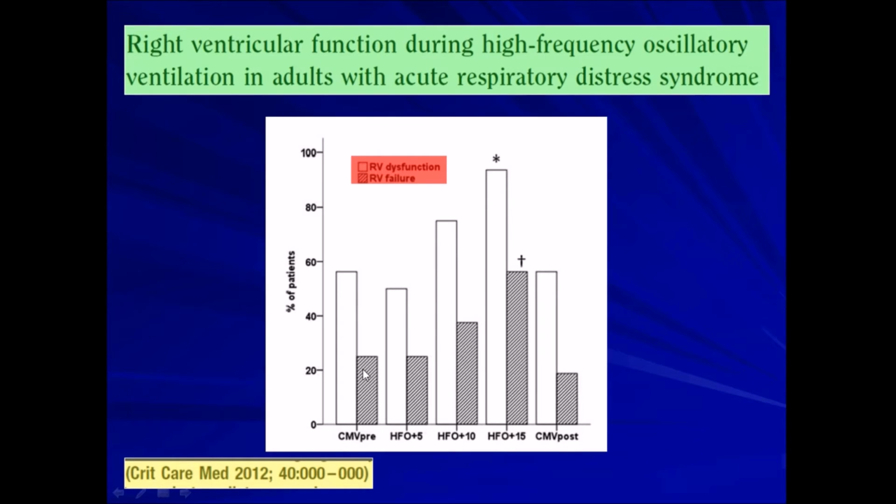is common in ARDS patients, and it increases when we apply higher mean airway pressure. So this is conventional, this is plus 5, this is plus 10. You see increasing prevalence of right ventricular dysfunction and right ventricular failure, and this is plus 15. So here in CMV the mean airway pressure was around 18. Here with the plus 15 it will be around 33. If you apply mean airway pressure of 33, right ventricular dysfunction is really high, and the right ventricular failure by their definition is around 50%.